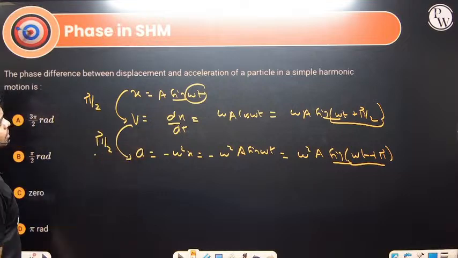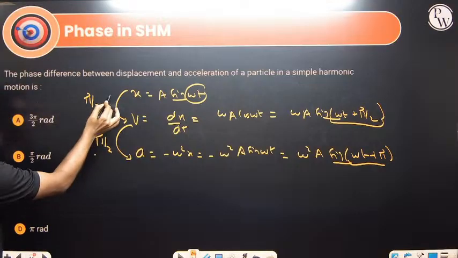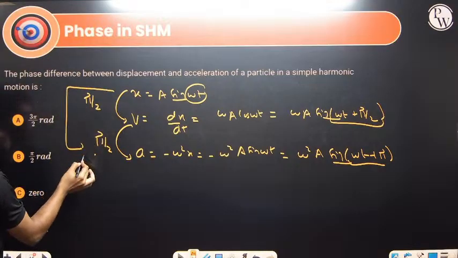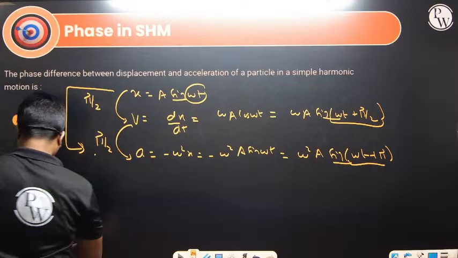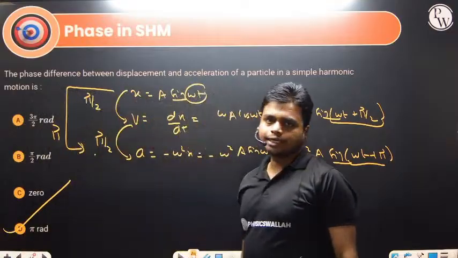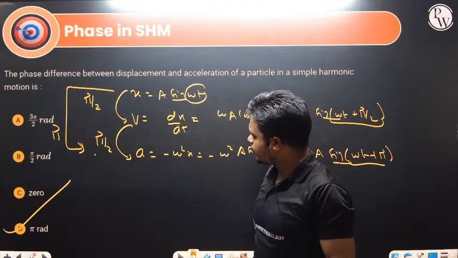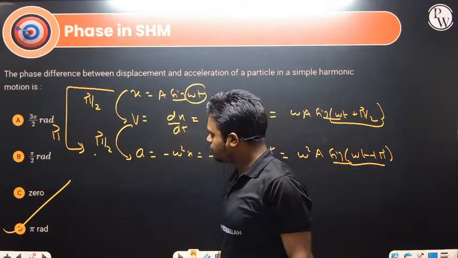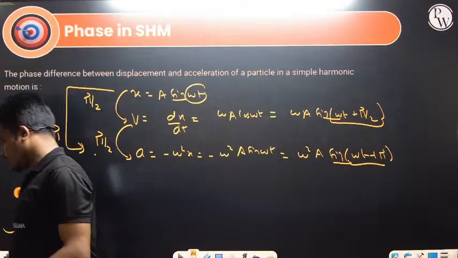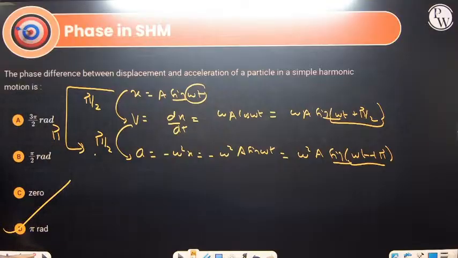What they're asking is displacement and acceleration. So between these two, this one is pi by 2, this one is pi by 2. So this will be how much? Pi radian. Clear? So this will be the phase difference, you can note this down. Displacement and velocity, pi by 2. Velocity and acceleration, pi by 2. Displacement and acceleration will be pi.